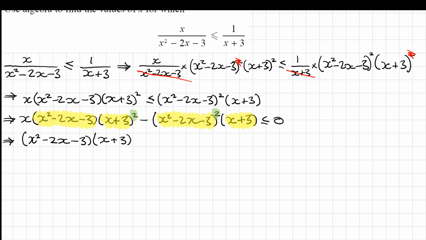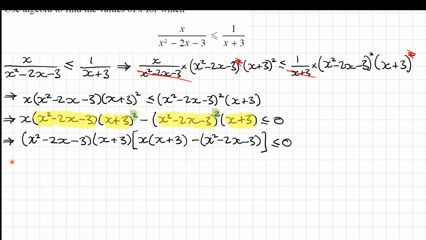Now, when I do that, I will need to multiply by x and x plus 3 to get the first term, and then minus, then I need to multiply by x squared minus 2x minus 3 to get the squared, and that will be it. So I'm just going to double check. If I multiply these by x, I get that, and the x plus 3, I get the x plus 3 squared, minus, and then I only need to multiply by the x squared minus 2x minus 3.